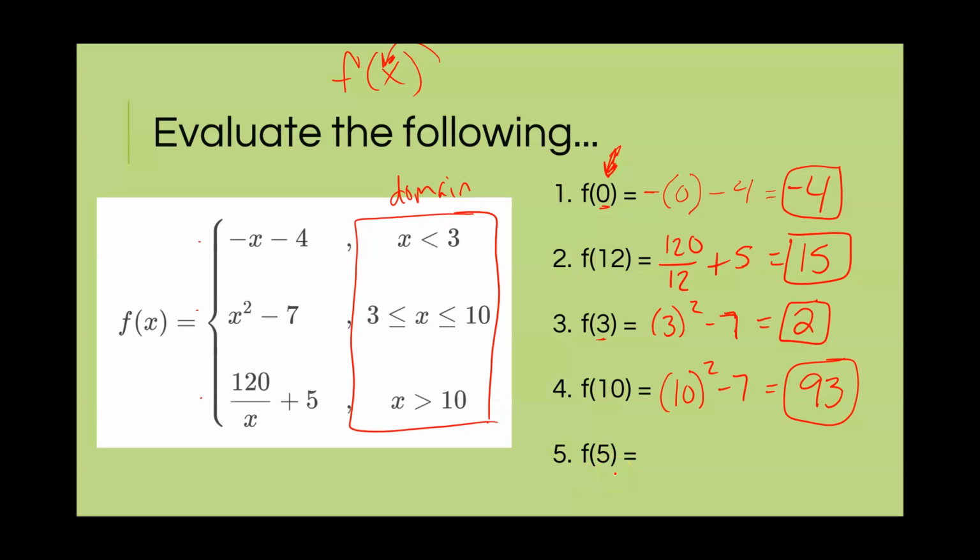Okay. 5 is not a hot spot, so let's read the inequalities. Is 5 less than 3? Nope. Is 5 in between 3 and 10? Yes. So we're going to plug 5 into this x. And I've got 5 squared minus 7. Okay. And that's going to give me 18.